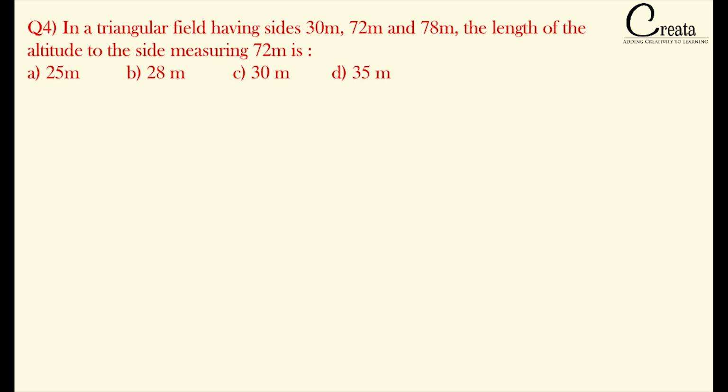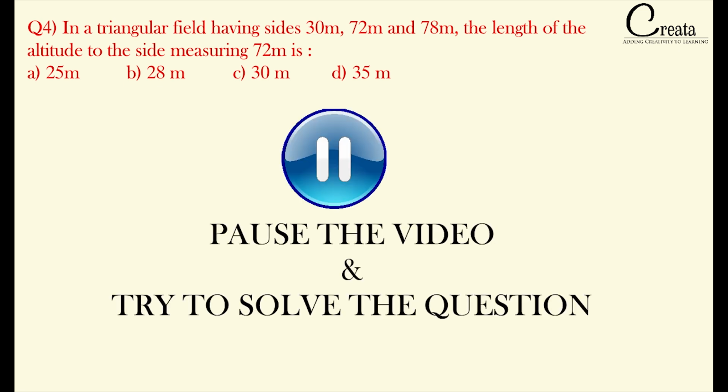So let's move to the next question. In a triangular field having sides 30 meter, 72 meter and 78 meter, the length of the altitude to the side measuring 72 meter is? 4 choices are given for this question.